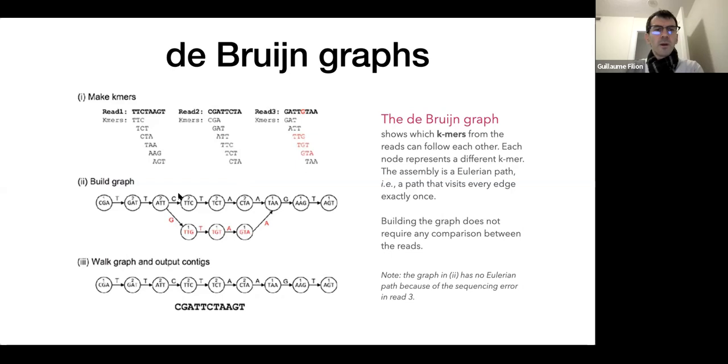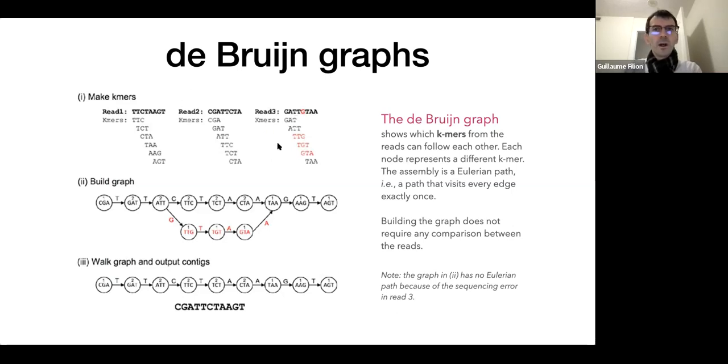So here you have an example of how that would play out with the reads that are here, and there is a sequencing error here in red. The graph here in 2 has no Eulerian path, so it's not possible to assemble the genome here because of that sequencing error. So you also have a way to know there are sequencing errors, because there's no solution to the problem.